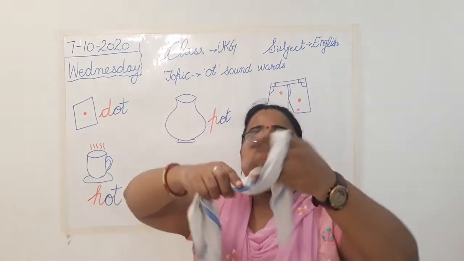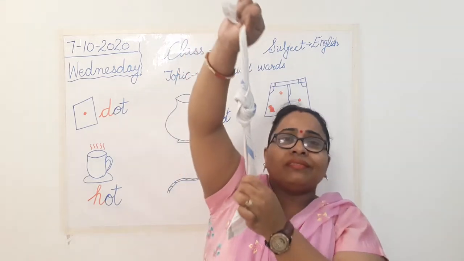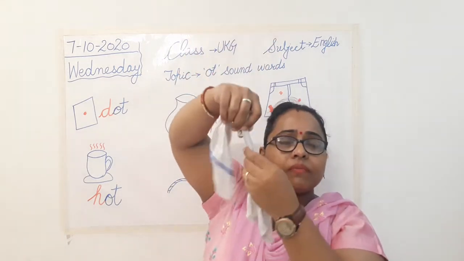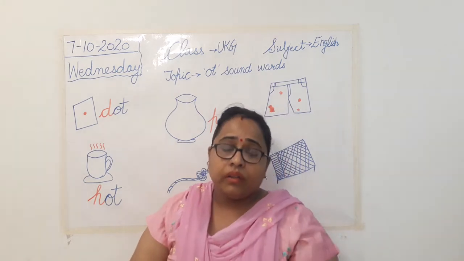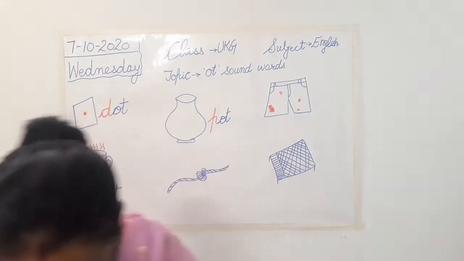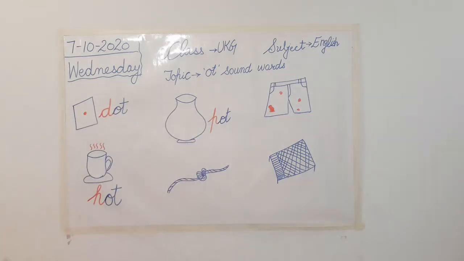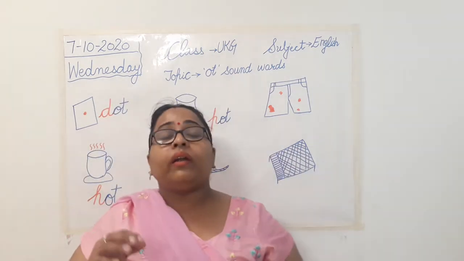So like this, and we do it like this. So what we have done? It's a knot. Gaant lag gayi na isme. So knot is gaant. So we call it knot. Is that clear to all? What we call it? Knot. Now class, when we want to write knot.